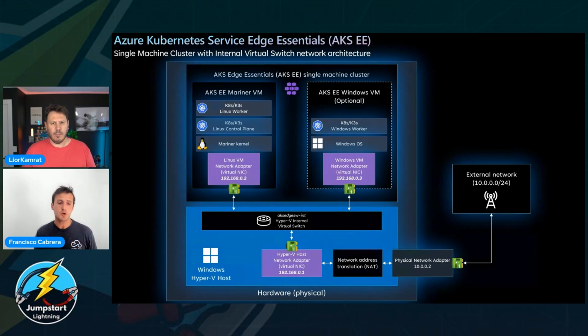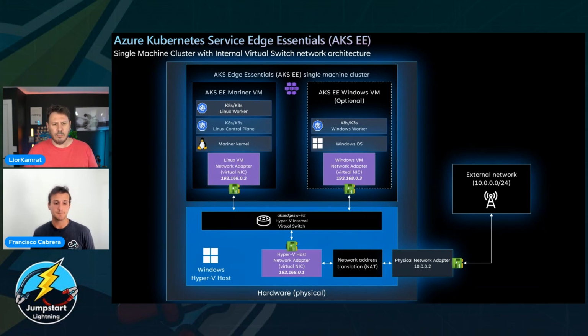So we have a Windows host OS. It has a Linux Mariner VM for running as the Linux node. It has a Windows VM for the Windows worker node. And in order to communicate all these pieces, we're using a Hyper-V internal virtual switch, which is the box here in black.